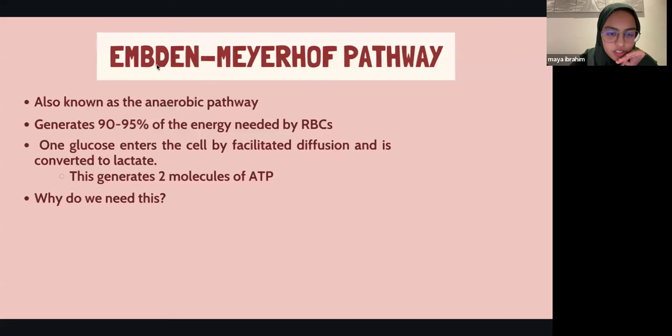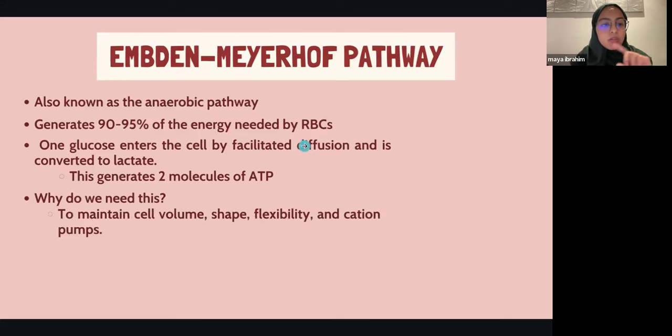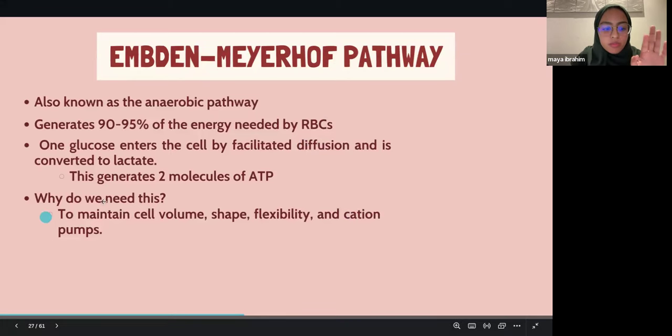Movement of RBC's metabolism. As we said, RBCs need to maintain their shape for them to carry out their function. Or else they'll be like hereditary spherocytosis, the spherocytosis RBCs, and they won't be able to carry out their function efficiently. So we use this energy to maintain the cell volume, shape, flexibility, and the cation pumps. You'll see what I mean by cation pumps towards the end.